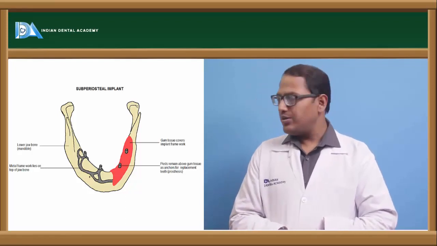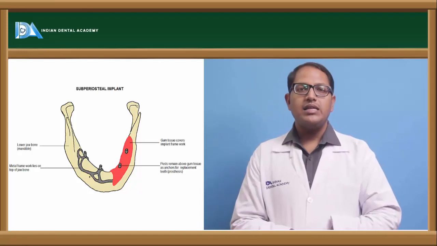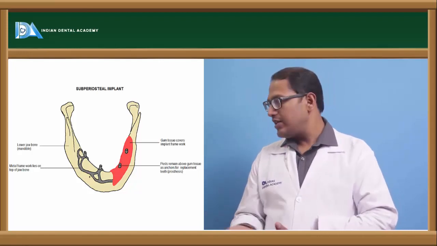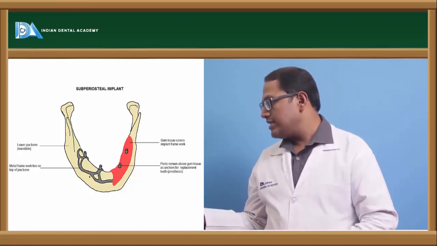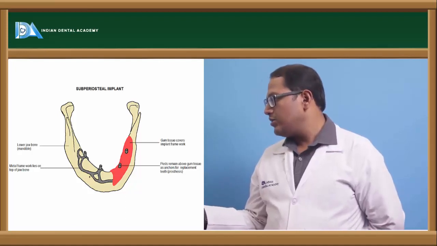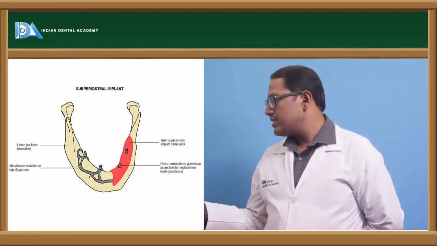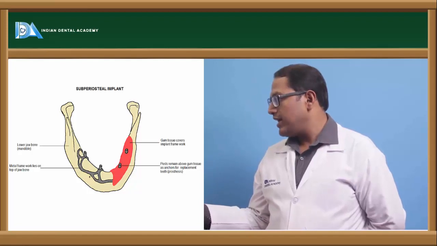The name says it all, subperiosteal. So that is beneath the periosteum, as we can see here. The metal framework lies on top of the jawbone, and this is the mandible. There is gum tissue which covers the implant framework.